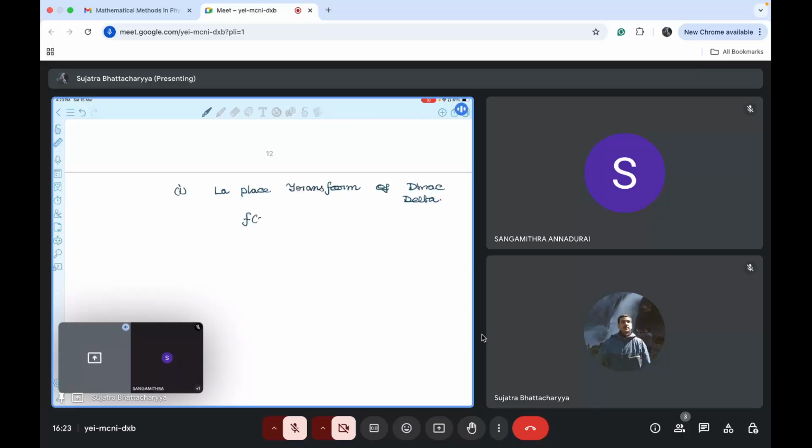So what is the function? f of x, which is nothing but delta(x minus a). Delta(x minus a) means at x equal to a it will be infinity and otherwise it will be 0. Now what do I do? The Laplace transform definition: the Laplace transform of f of x is the integral of delta(x minus a) e to the power minus s x dx. This is the Laplace transform definition. You've seen it so many times.